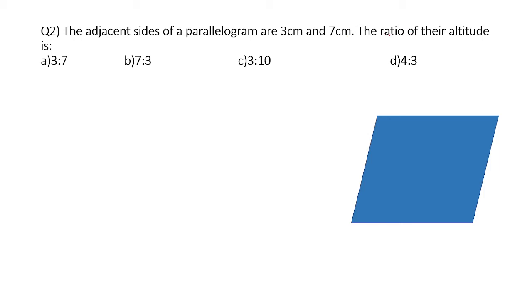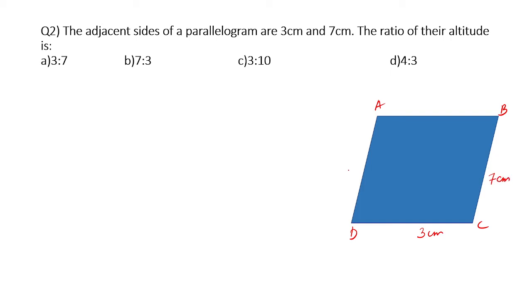Now what did I tell you about adjacent sides? They are sides that are standing next to each other. So A, B, C, D. This is why it's very important that you remember the properties of a parallelogram, right? So you look at this, the adjacent sides are 3 centimeter and 7 centimeter. So that means this is 3 centimeter, this is 7 centimeter.